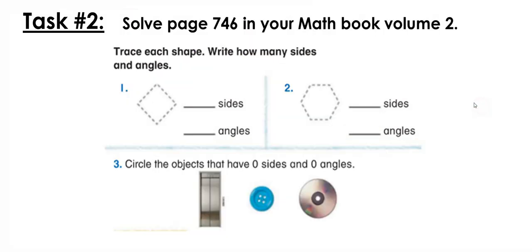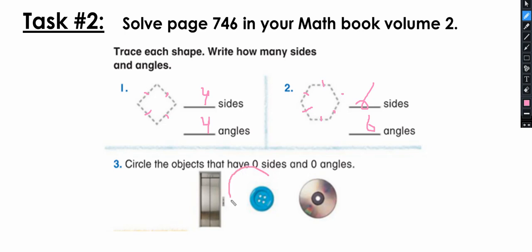In the next task, again, let's count and let's write. 1, 2, 3, 4 sides and hence 4 angles. 1, 2, 3, 4, 5, 6. 6 sides and 6 angles. Which objects have 0 sides? The circle, and 0 angles. Okay, so here are the objects that have 0 sides and 0 angles.